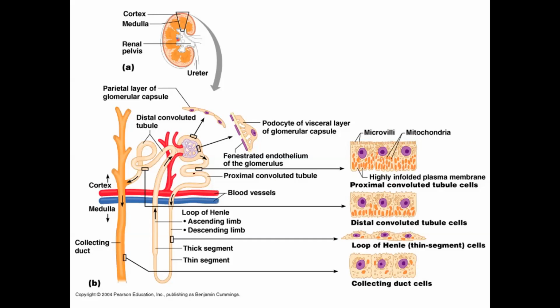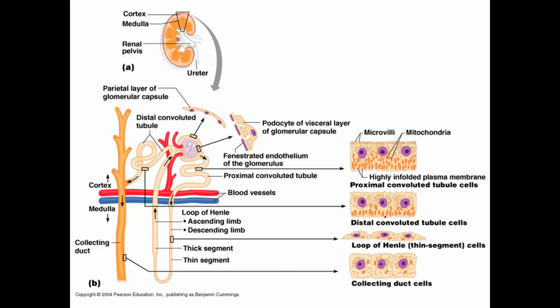So if you look at the proximal convoluted tubule lining, they have this kind of lining with long microvilli and a lot of mitochondria. And if you look at the distal convoluted tubule over here, the lining part, you see the cells are wider, not so many microvilli, less mitochondria.